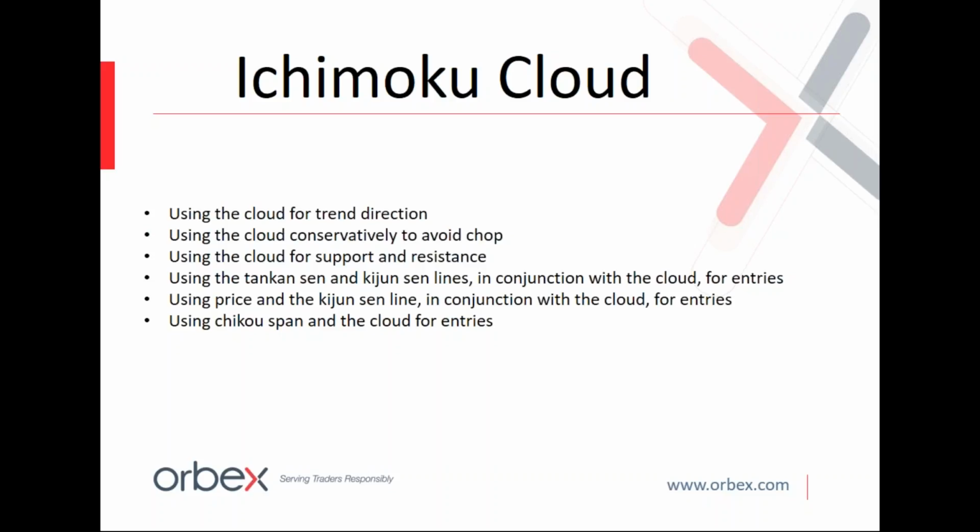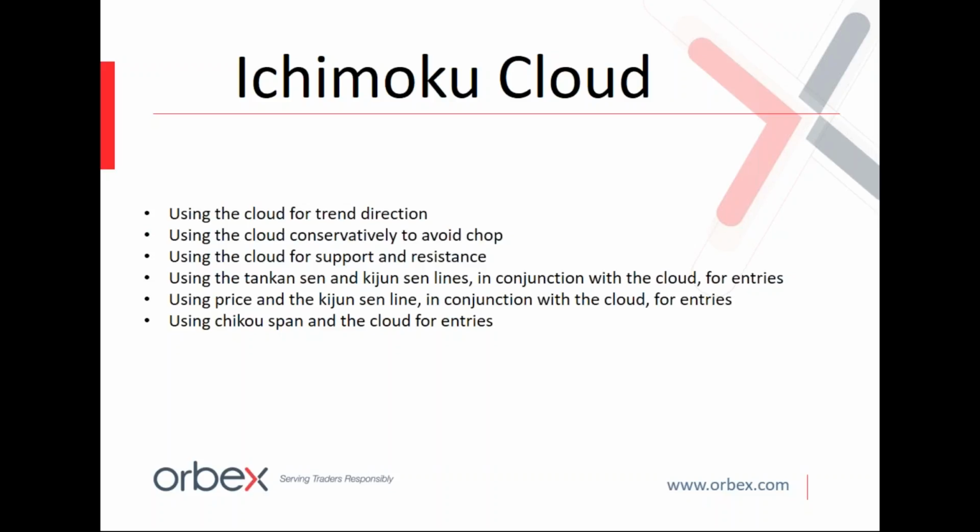We've looked at how we can combine the Tenkan Sen and Kijun Sen lines in conjunction with the cloud to enter trades. So, for example, looking for the Tenkan Sen line to cross below the Kijun Sen line and then cross back above it to enter longs when price is above the cloud, and then looking for the Tenkan Sen line to cross above the Kijun Sen line and cross back below to enter shorts when price is below the cloud.